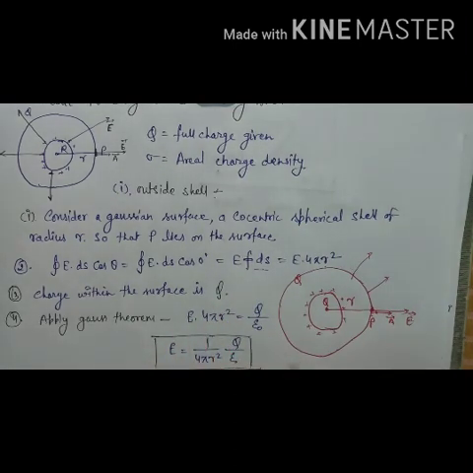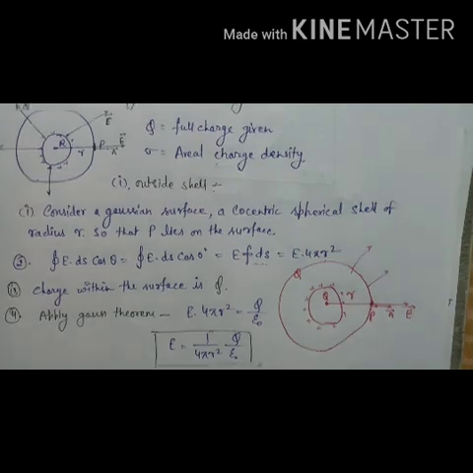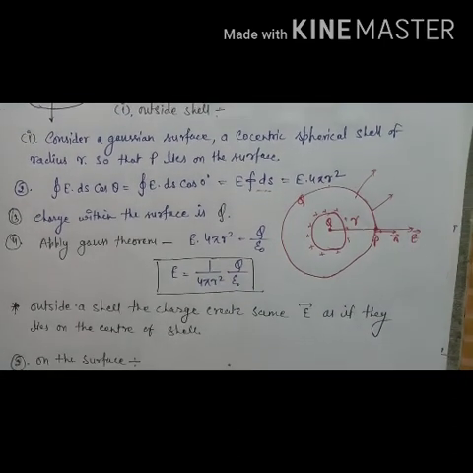Now applying Gauss theorem, E dot 4 pi r square is equal to Q upon epsilon naught, and we easily find out E is equal to 1 upon 4 pi r square Q upon epsilon naught. So this is the electric field intensity outside the cell at point P. Now we find out the electric field intensity on the surface of the cell.